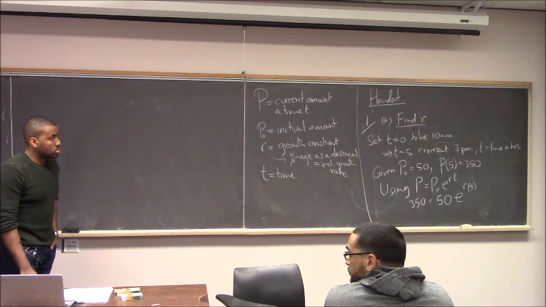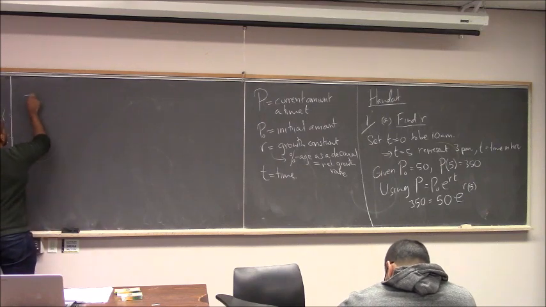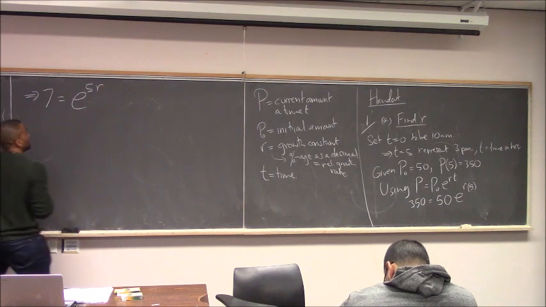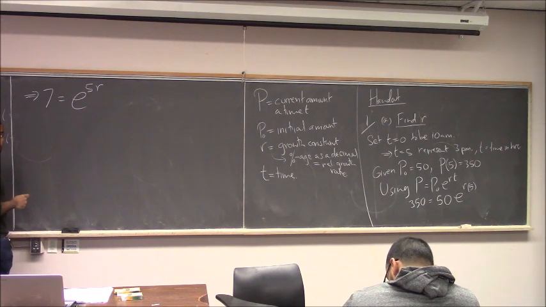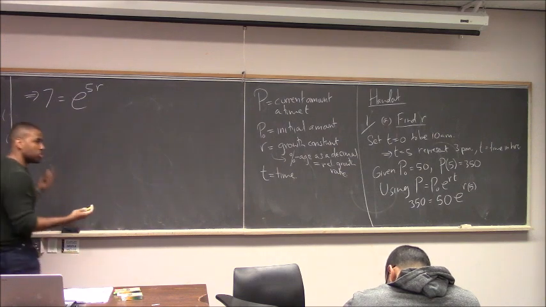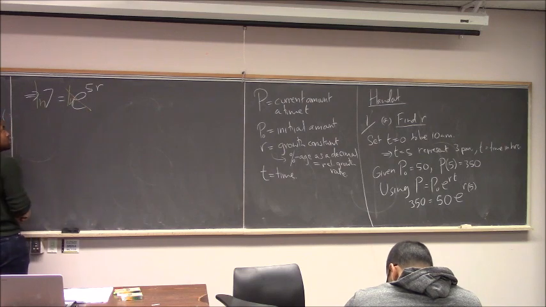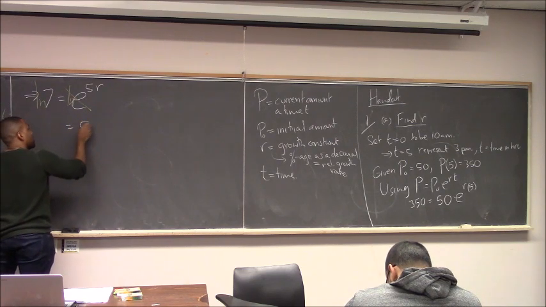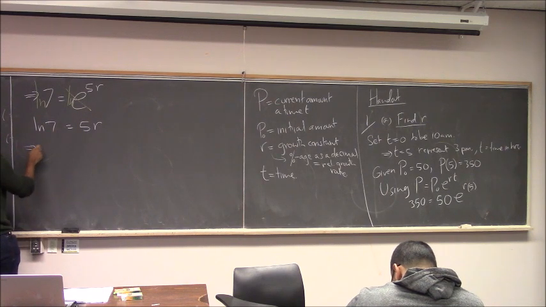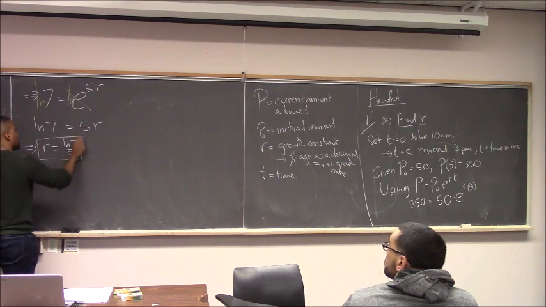Start with dividing by 50. Divide by 50. So on that side we'd get 7. Then ln. Right, you log both sides to get rid of the exponential. We spoke about that last time. So that will kill that. And so we have 5r equals ln of 7. And then just divide by 5. So r would be ln of 7 over 5. That's the answer to part A.